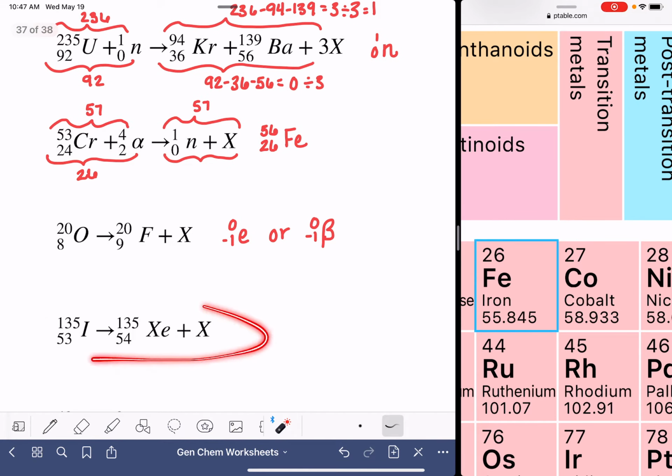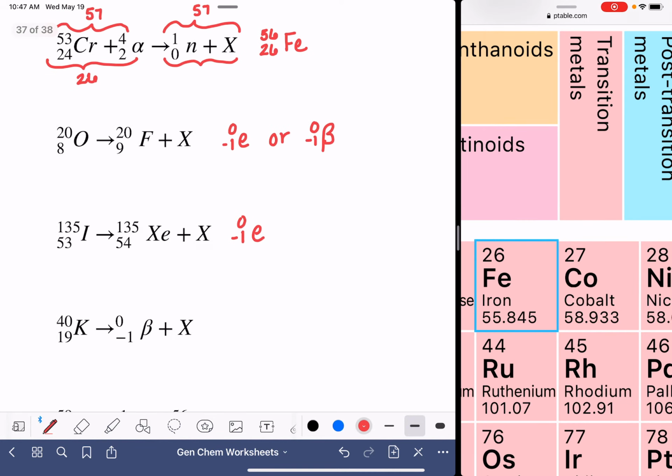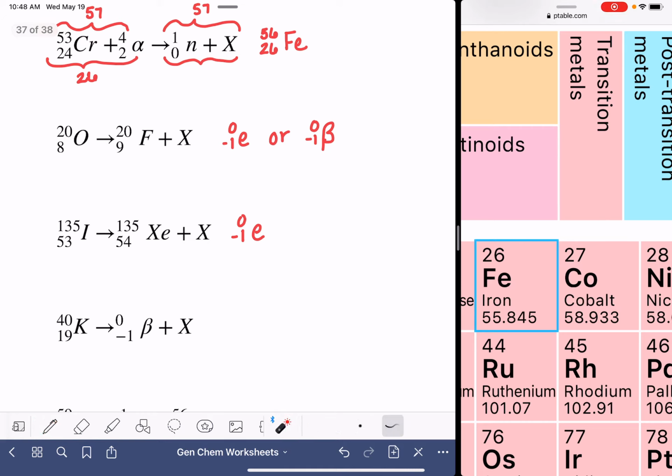Here's our next example. This one, we have a mass number of 135 on the left and also already present on the right, which means X has no mass. We have an atomic number of 53 on the left and 54 on the right, so that means that on the right-hand side, we need to have an atomic number of -1. That's going to be an electron or a beta particle, whichever notation you would like to use.